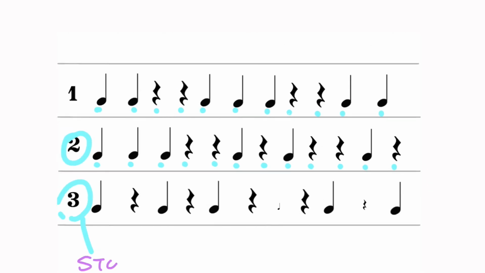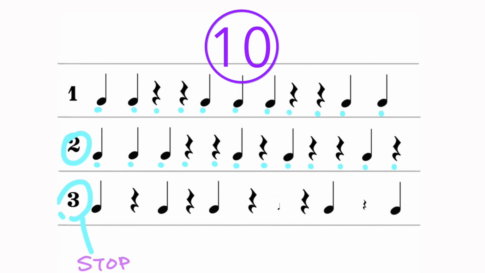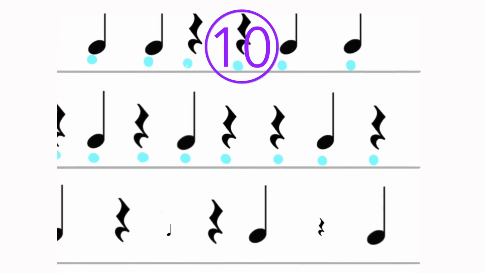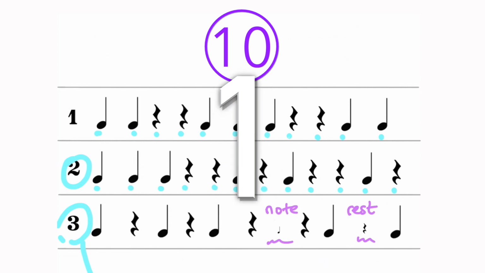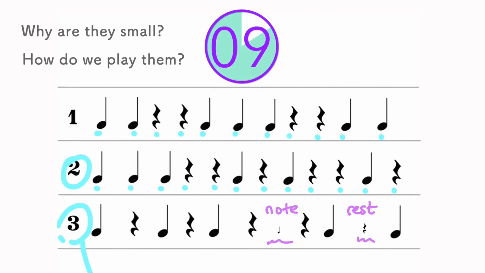Number three, okay, I want you to stop here. I'm going to give you 10 seconds to think about why we have two small things over here. One is a rest and one is a note. Why are they small? How do we play them? Talk to yourself or the person next to you.